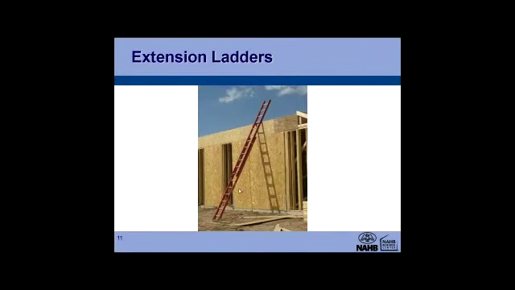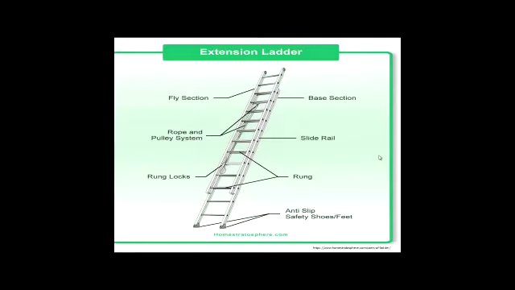So this is what an extension ladder looks like. Now let's take a look at what is involved in an extension ladder. All right, so here we have side rails, just like in step ladders. Now, the section on the bottom is called a base section. And then the section on top of that is called a fly section. Why is this called a fly section? Because that fly section slides on top to make it an extended ladder. So that's why it's called an extension ladder.